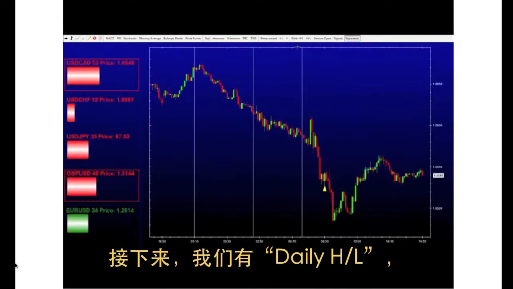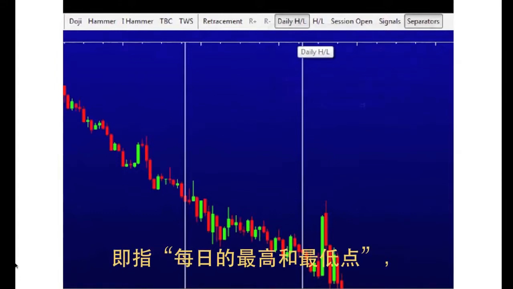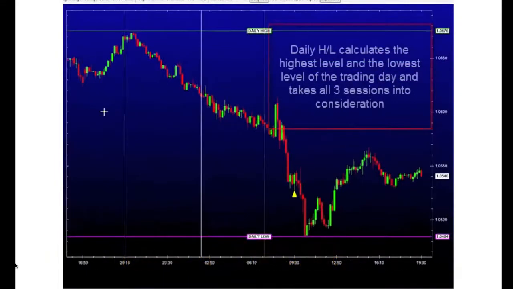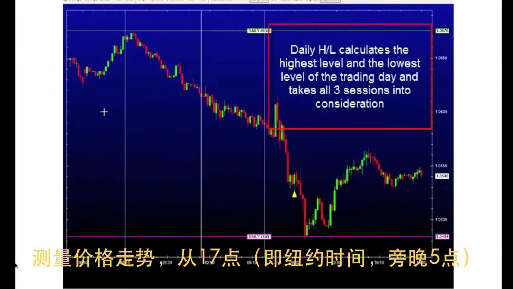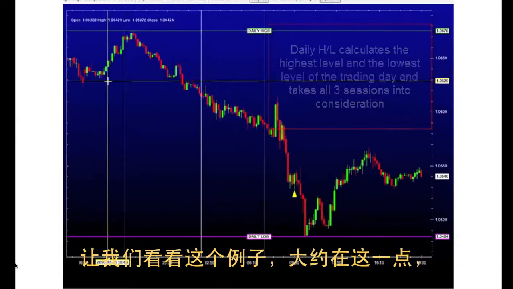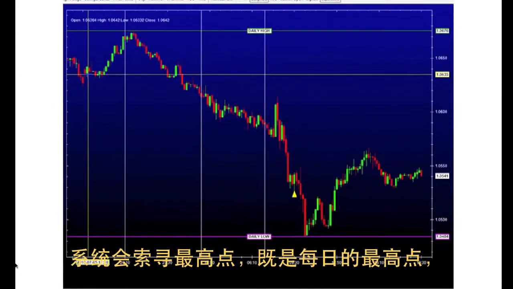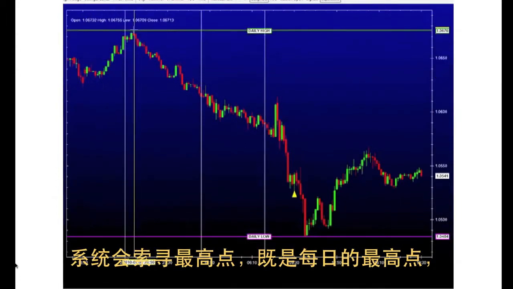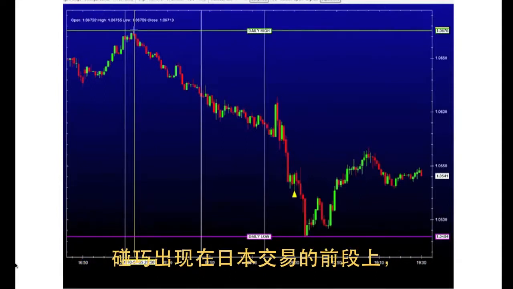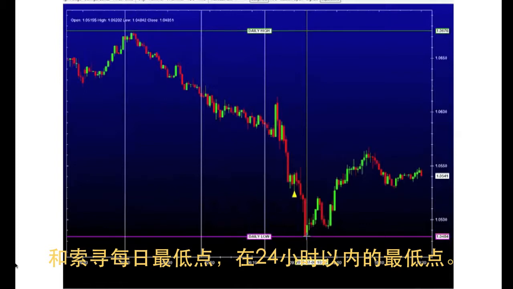Next, we have the daily high-low. This measures the price movement starting at 1700 hours, which happens to be 5 p.m. New York time, until the following day at 5 p.m. New York time. As you can see, from 1700 hours, we're going to give you an example, which would be right about here. It measures the highest level, which is the daily high, which happened to be early on during the Japanese session, and the lowest level within a 24-hour period.